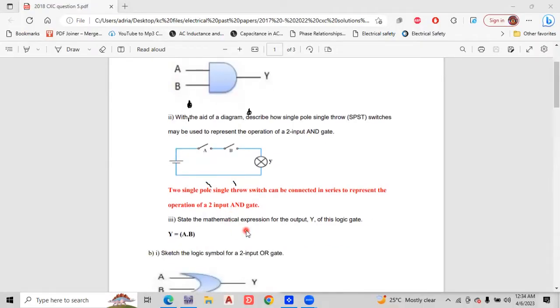For part 3 of A, it says, state the mathematical expression for the output Y of this logic gate. So as I said before, the mathematical operation of the AND gate is multiplication. And in order for you to get the output Y, you have to multiply A and B to represent that where logic gates are concerned. So Y is equal to A dot B. The bracket is not really necessary, so you don't have to worry about the bracket. All right, so that's it for part 3.